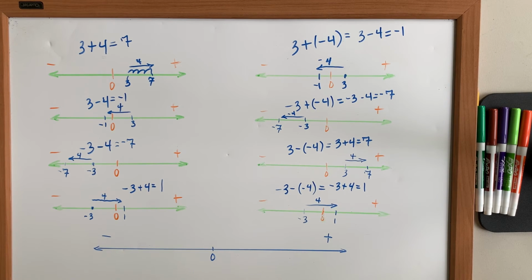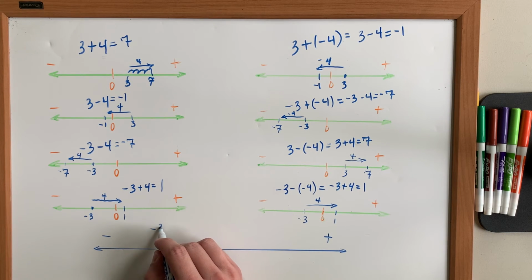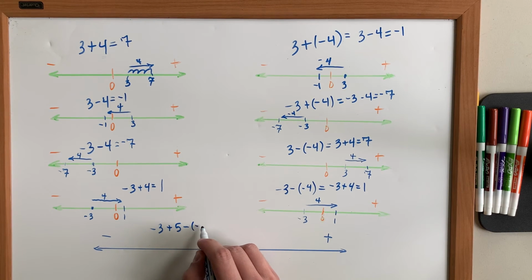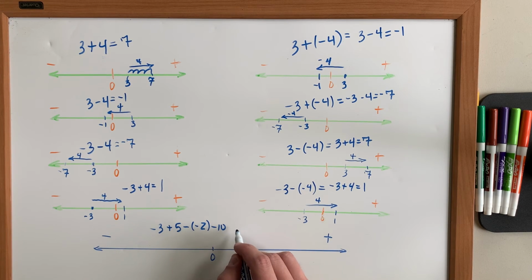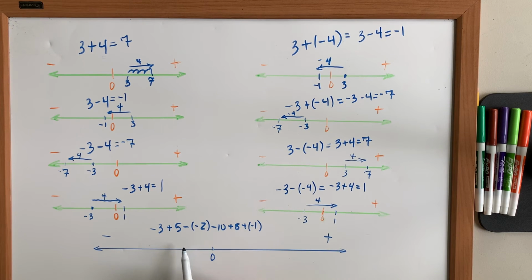Now let's try a problem like this. What is -3 plus 5 minus a -2 minus 10 plus 8, and then at the end, we're going to add the opposite of 1. All right, what is all that mess right there? Well, the first thing I'm going to do is go back and remember the 2 rules that we learned. The first one is, what if I have 2 negatives in a row? I can rewrite that as plus.